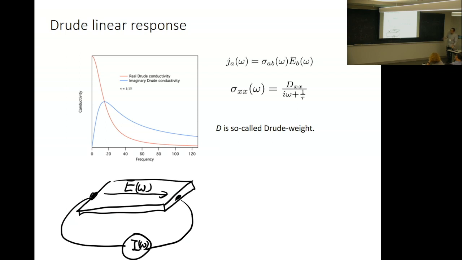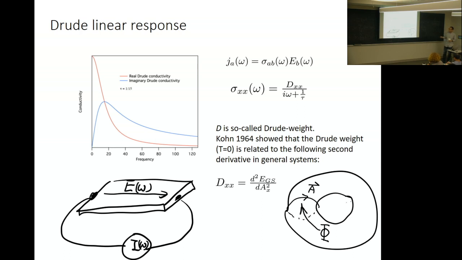What is not that well known about the Drude weight is that in 1964, Kohn showed that this experimentally measurable property is directly related to a many-body property of the system. It's related to the second derivative of the energy density with respect to the gauge field. The idea is this. You imagine your sample living on a torus, and then you insert some gauge flux, just electromagnetic gauge flux, but only through the torus hole. This generates a gauge field, and the ground state energy will change. Then you compute the second derivative, and that happens to be the Drude weight.